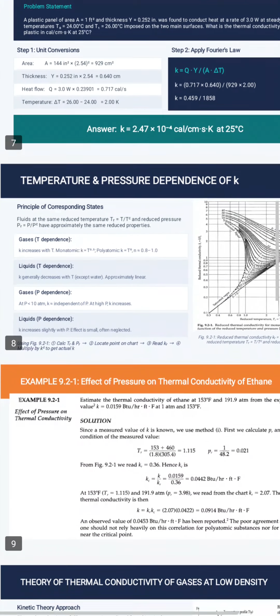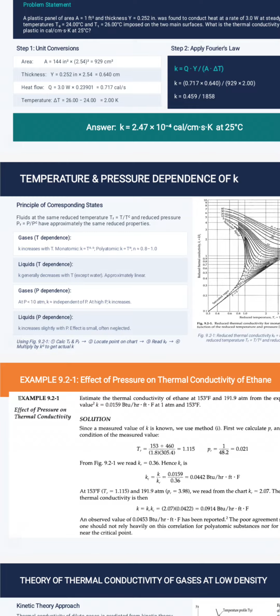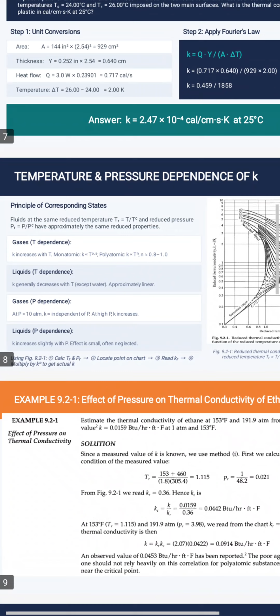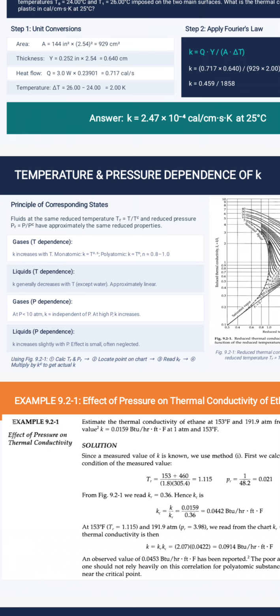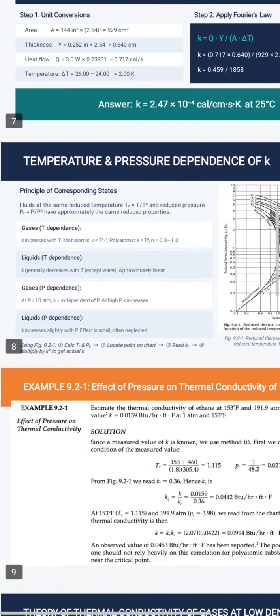Now next we will study pressure and temperature dependence of K. So we will start with the study of the principle of corresponding states. Fluids at the same reduced temperature, where Tr is equal to T by Tc, where Tc is the critical temperature, and reduced pressure, which is defined in a similar fashion, have approximately the same reduced properties.